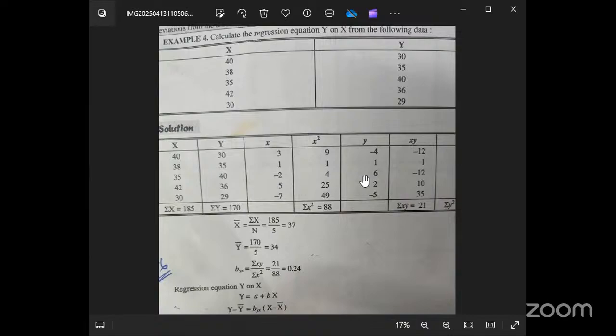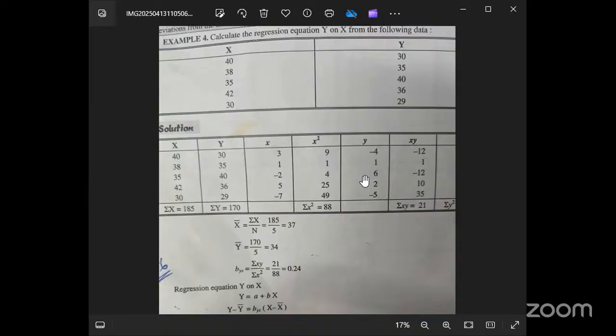So how many values do we have? 1, 2, 3, 4, 5. We have a total of 5 terms, that is 40, 38, 35, 42 and 30. So we consider n as 5. So 185 divided by 5 gives us 37. So what we need to do with 37, I'll tell you.